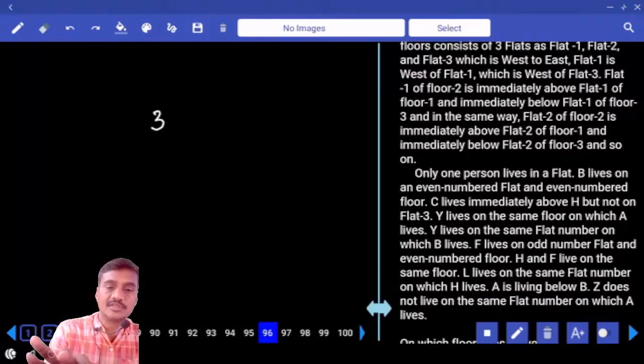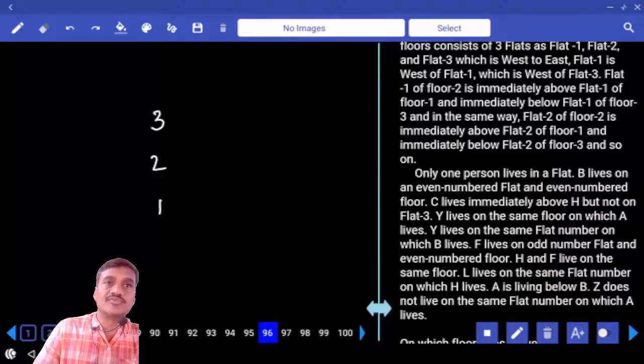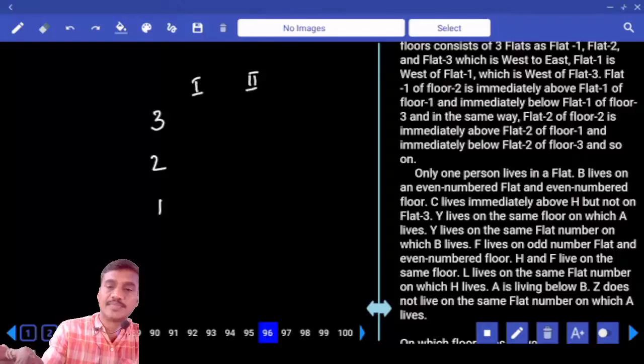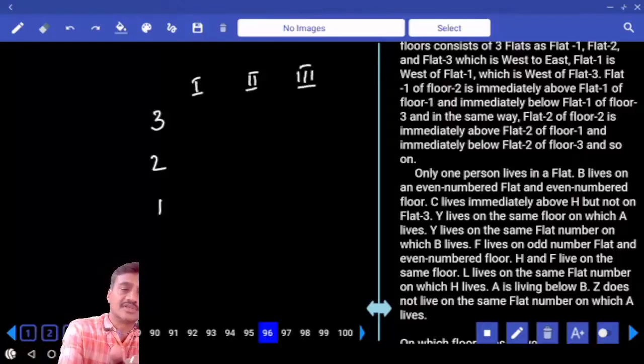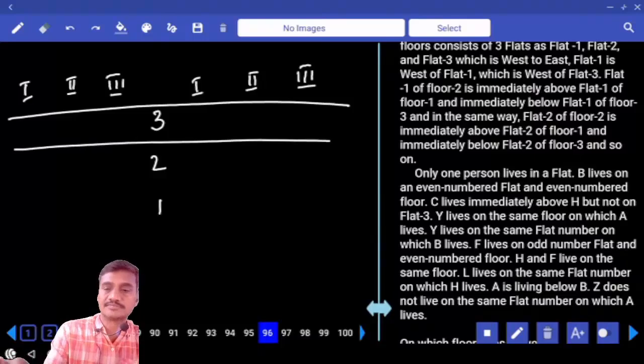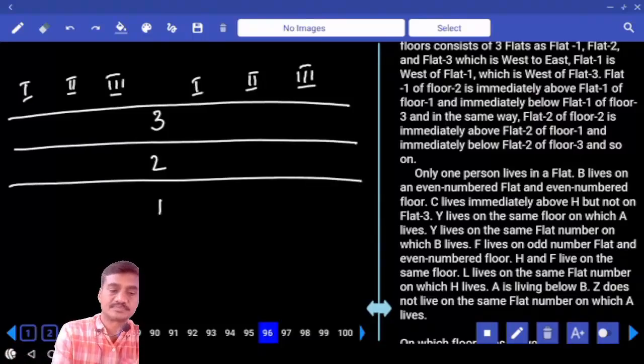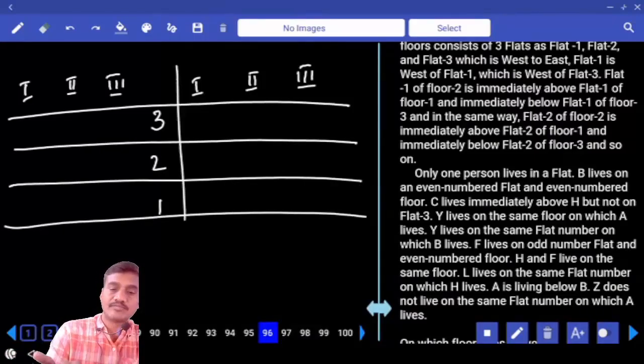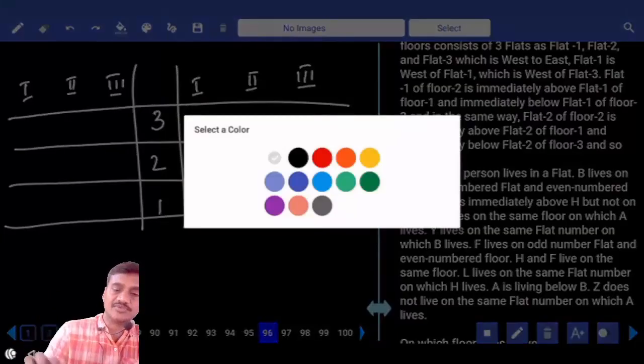Now how many are there? 3 floors are there. How many flats are there? 3 flats. Now first flat, second flat, third flat, and again in the second case 1, 2 and 3. Whenever floors and flats are given, you have to draw the diagram for 2 possibilities. Then coming to condition number 1.